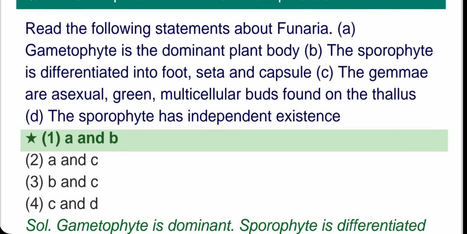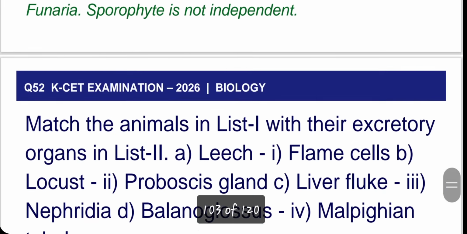Anyway, the correct statements are: A, gametophyte is the dominant plant body. B, sporophyte is differentiated into foot, seta and capsule. Gemmae are not seen in Funaria. Sporophyte as independent existence is a wrong statement. C and D are wrong. A and B are correct statements.